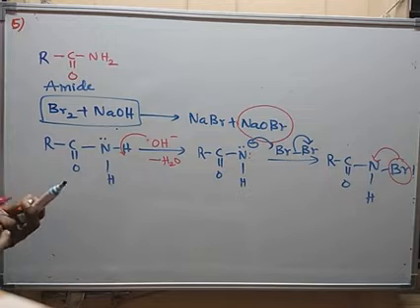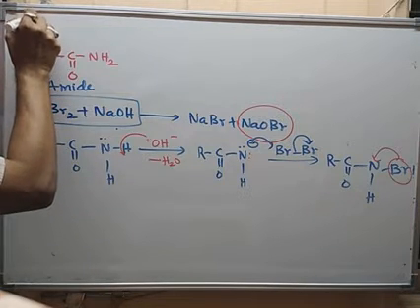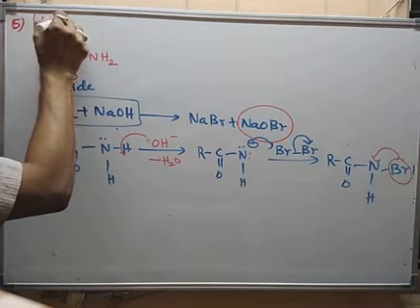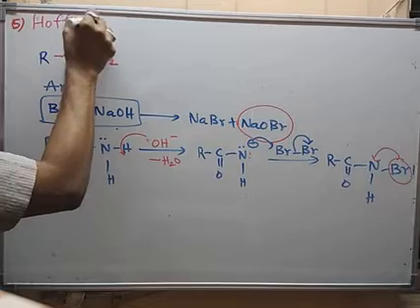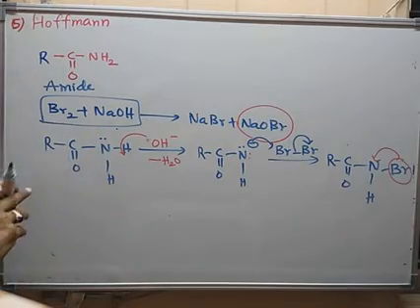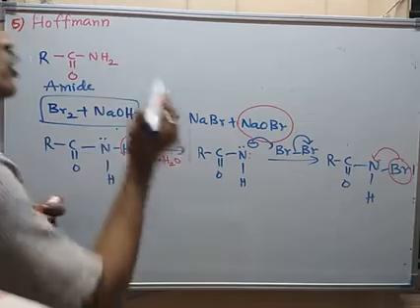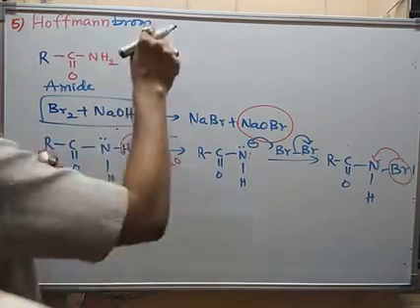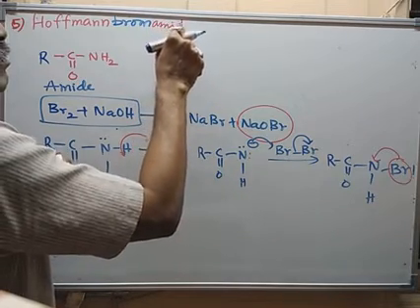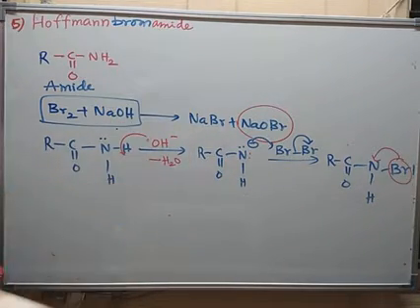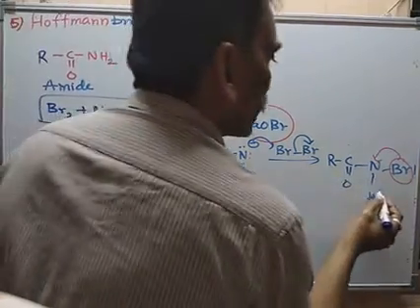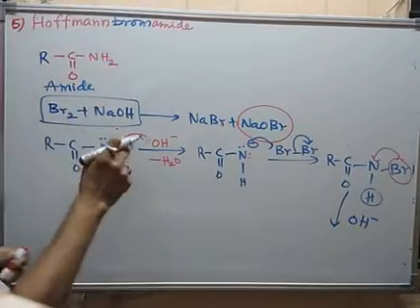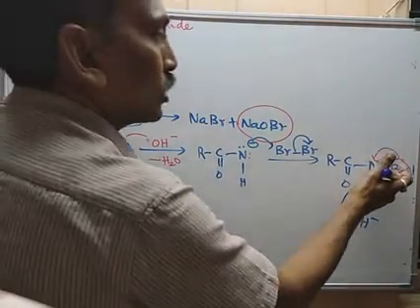The name of the reaction is the Hofmann bromamide reaction, and the scientist associated here is Hofmann. Bromine is attached to the CONH2 group, giving bromamide. Once again, this acidic hydrogen is removed by a base. Where is the base? Here NaOH is playing a role, and it is ready to remove this one.